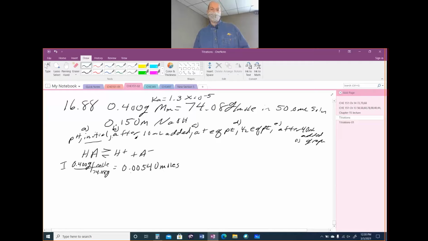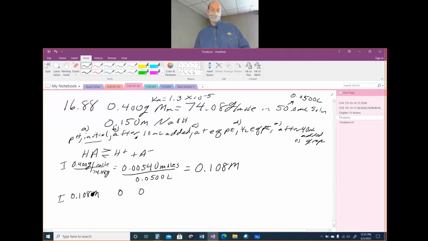And now we have to divide that by the total volume. And in the problem, it said it made a total of 50 milliliters of solution, which you then convert to liters because molarity is moles per liter. So that is 0.0500 liters. So when you convert 50 mils into liters, 0.0500 liters. Make sure you don't mess up that calculation. So divide by 0.05, and now you have your initial concentration of HA, and that is 0.108 molar. All right, so initial is 0.108 molar.